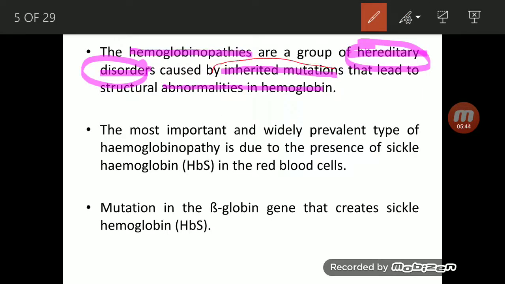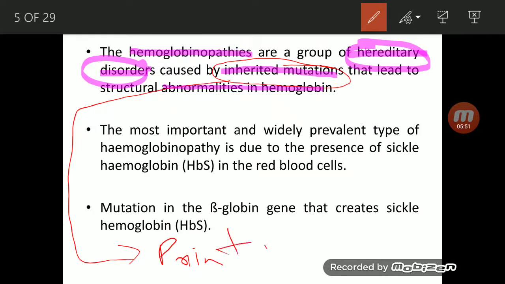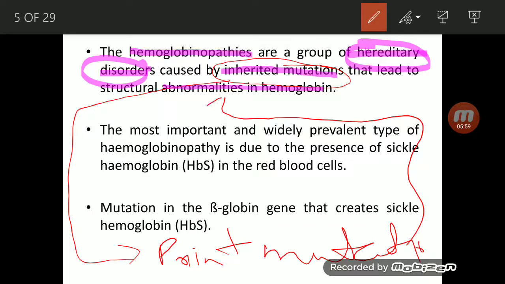Okay, there is a mutation. So what kind of mutation is seen in case of sickle cell anemia? The kind of mutation that you see is a point mutation. Because of this point mutation, you see abnormalities in the structure of your hemoglobin, so there is presence of sickle hemoglobin in your red blood cell. It is a hereditary disorder which is caused by point mutation.